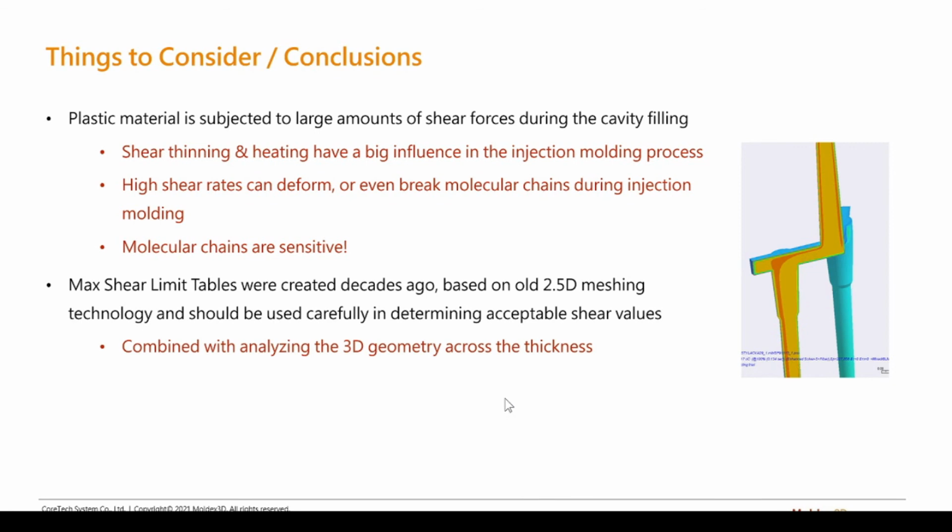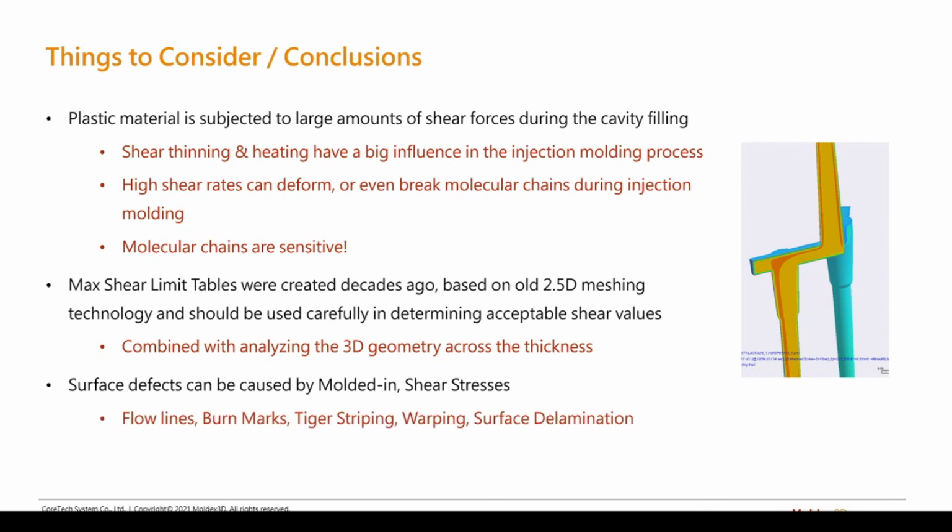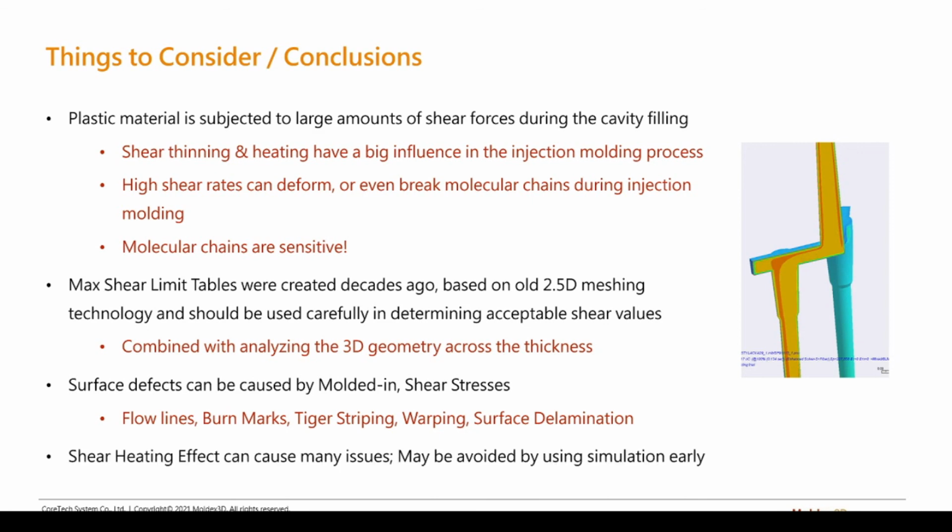Using the more modern 3D technology, looking at the shear rate across the thickness is really the better way to be visualizing these results rather than just comparing the maximum values to a table that was developed a really long time ago. Surface defects can be caused by molded-in stresses, things like flow lines, burn marks, tiger striping, warping, and many others. And shear heating can be avoided using simulation early, but they can cause a lot of issues down the line if you don't anticipate them.